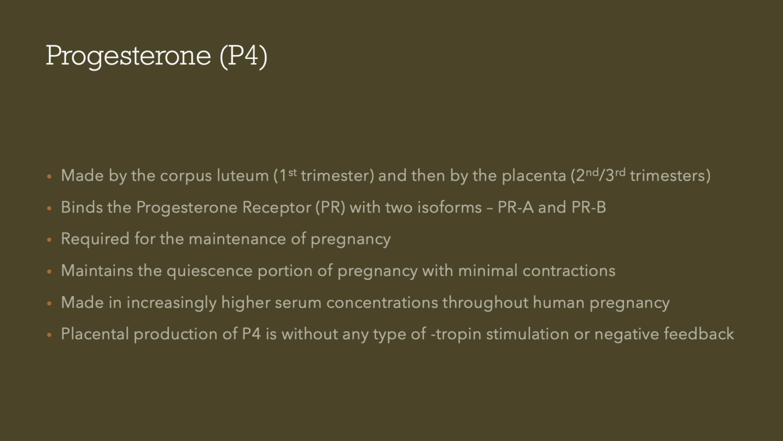Progesterone is made in increasingly higher serum concentrations throughout human pregnancy, and importantly, placental production of progesterone is without any type of tropin stimulation or negative feedback like we see from the ovary to the hypothalamus and the pituitary. That doesn't exist with progesterone made by the placenta in pregnancy.